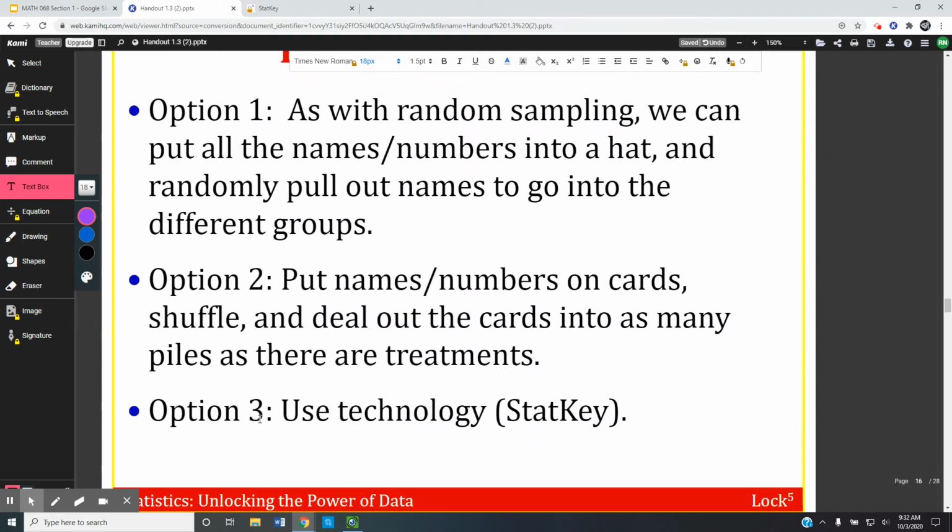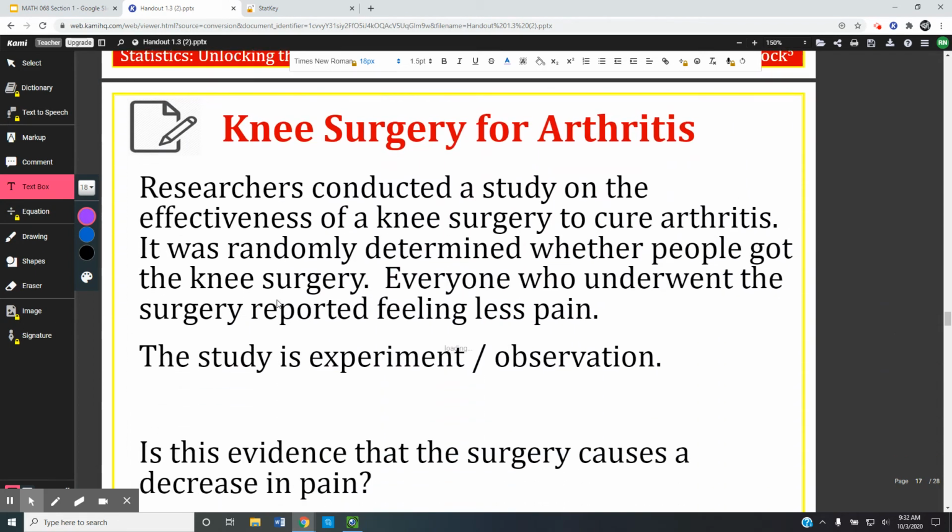In order to randomize something, we have a couple of different options. One, we can randomize a sampling when we put all the names and numbers into a hat. We talked about that. Two, we can put names and numbers on cards, shuffle them, and deal them out into as many piles as there are treatments. Three, we can use technology. If we have to have some kind of randomness, something like this has to take place. We can't just simply let people choose groups, or put our friends in groups, things like that.